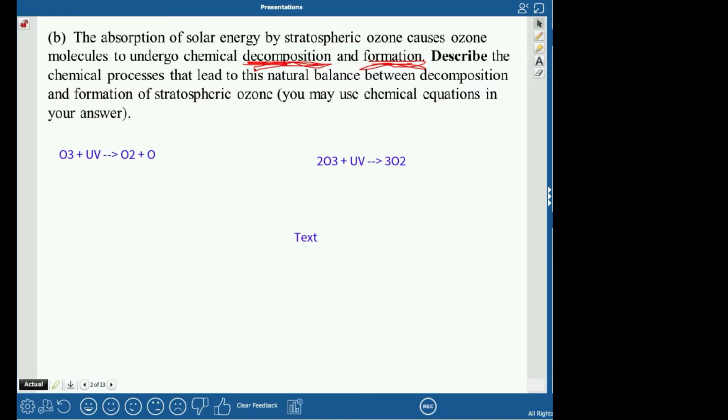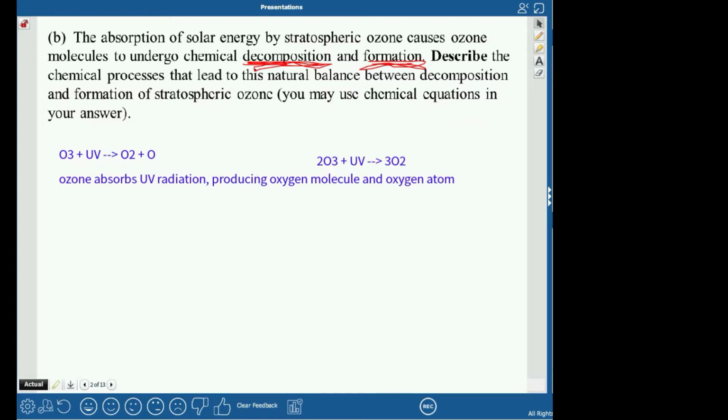Okay, so either one of these is a formation reaction, or a decomposition reaction, sorry. Or you could also say ozone absorbs UV radiation, producing an oxygen molecule and an oxygen atom. Right, so you could write it either way. Jeez, I'm making these text boxes everywhere. So either one of these would be okay, right?